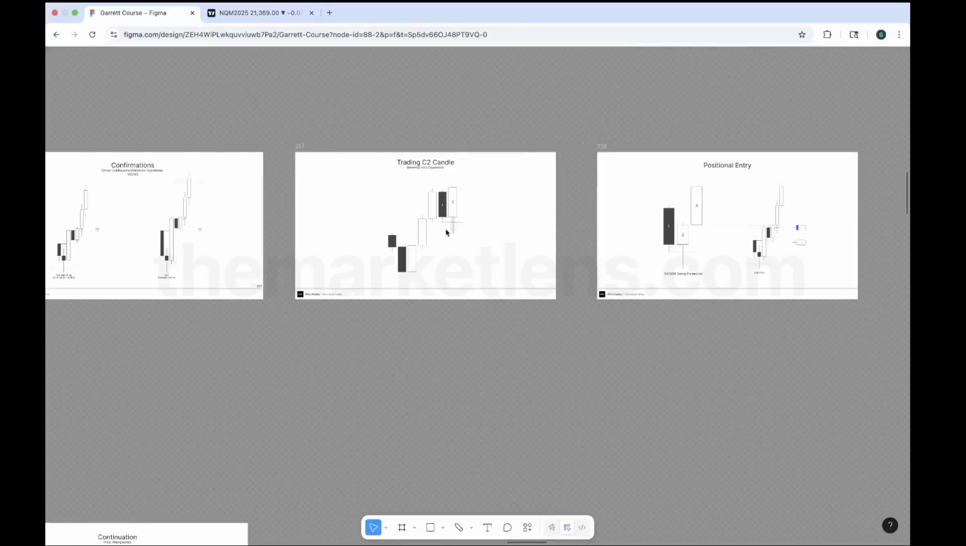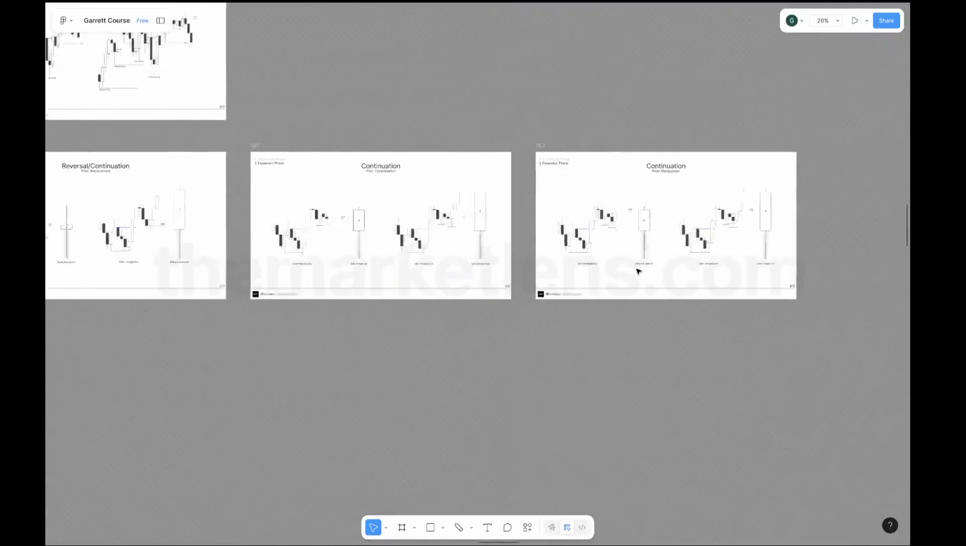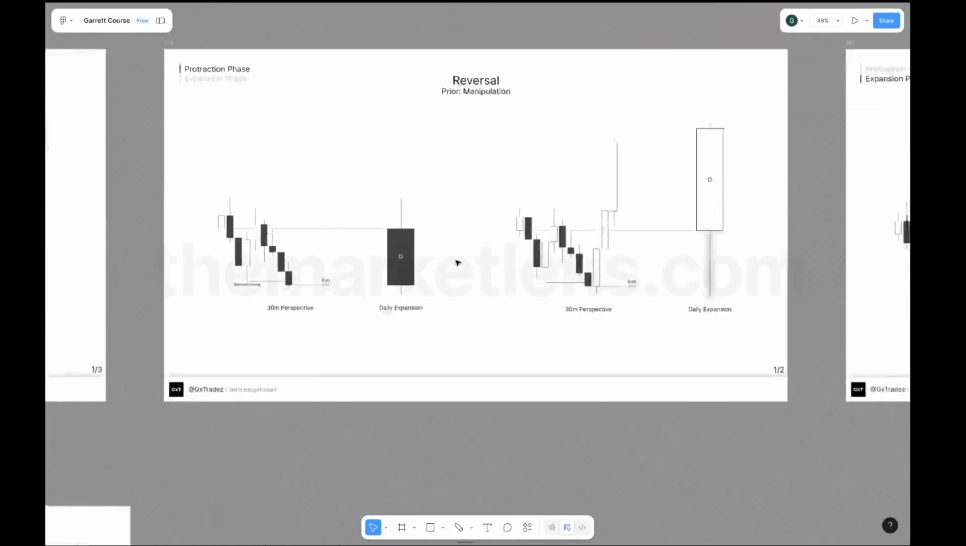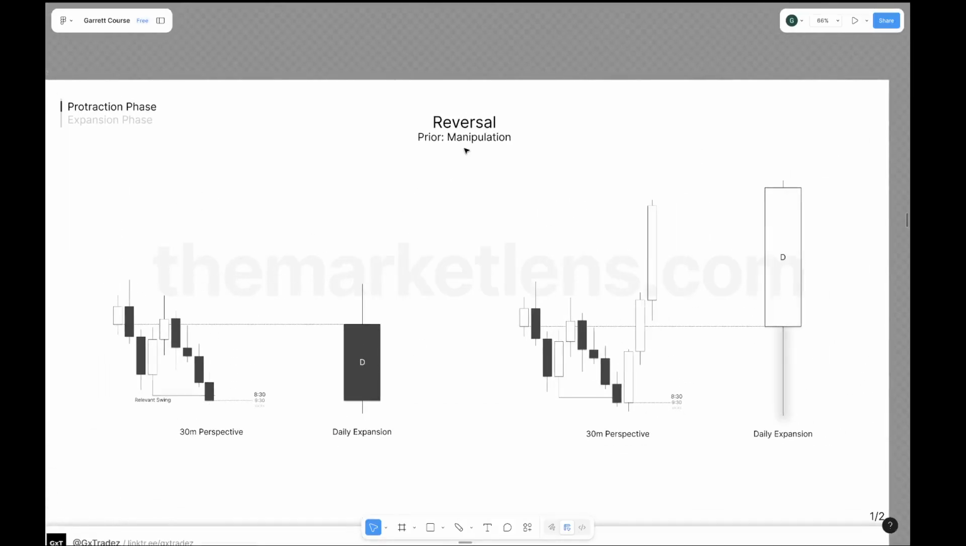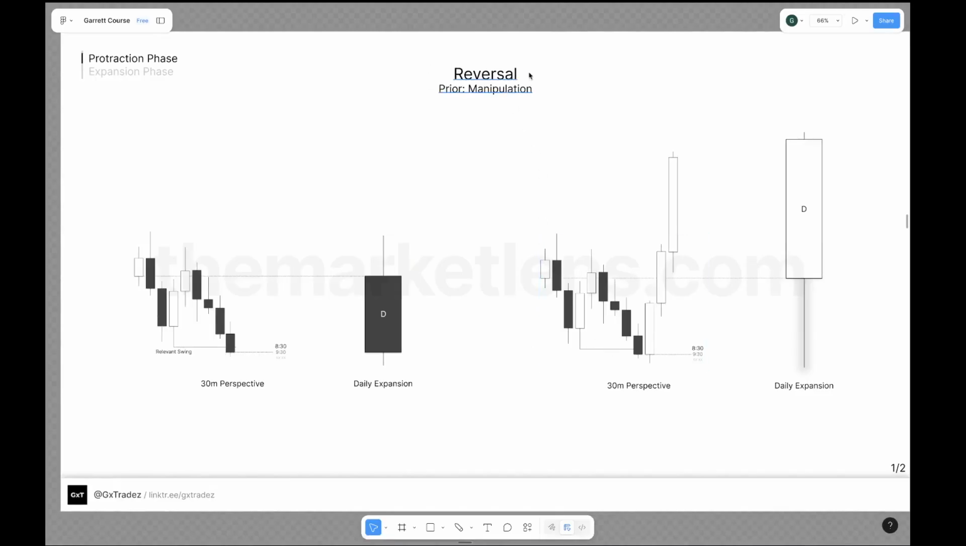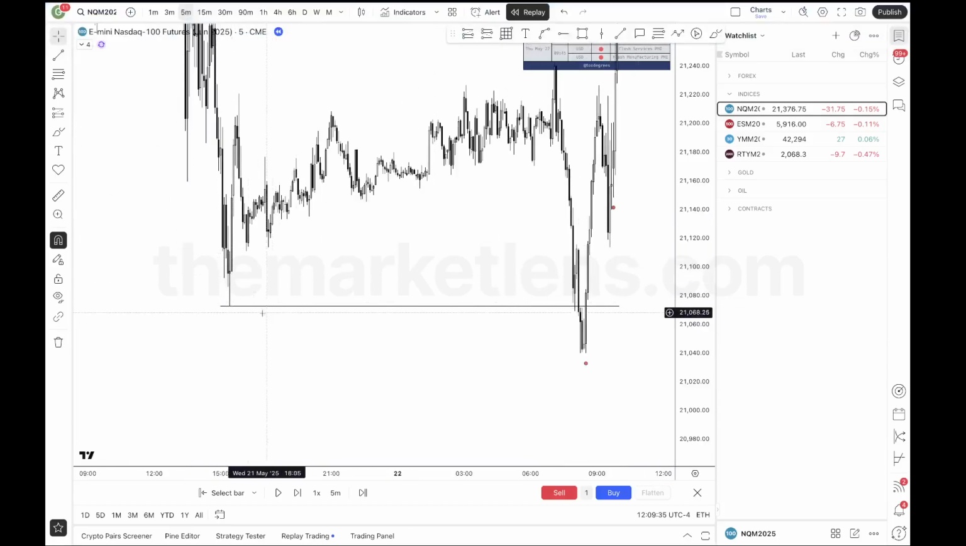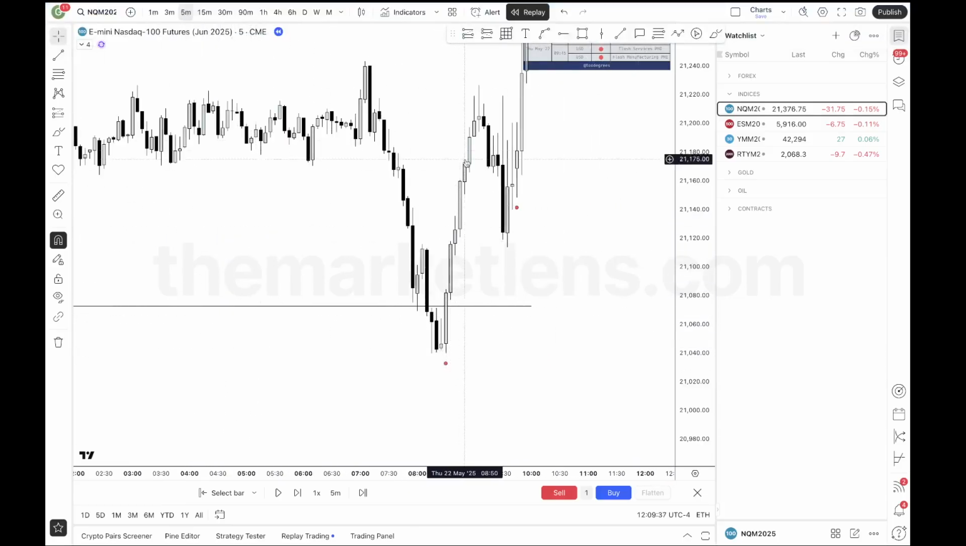So this is in my slides. I'm telling you, the way drivers react to framework is one of the most consistent things. This is literally why I have this slide. If we manipulate prior to the driver and we don't reverse, then I want the driver to expand away. You see this? This is exactly how it looks right here. Prior to 8:30, we hit this low, so the driver should expand away. If it doesn't expand away, that's an invalidation for this to be a manipulation. So we see the driver expand away.